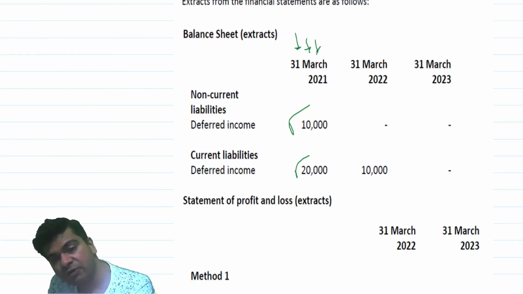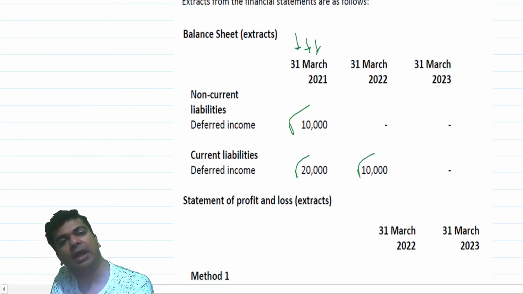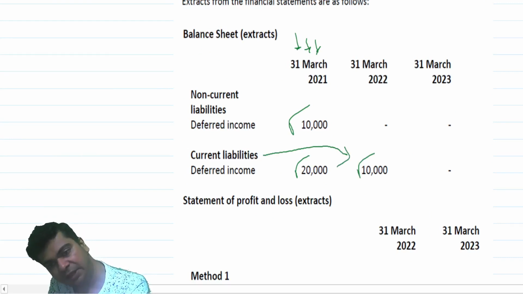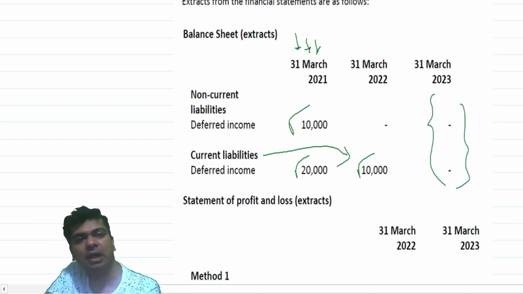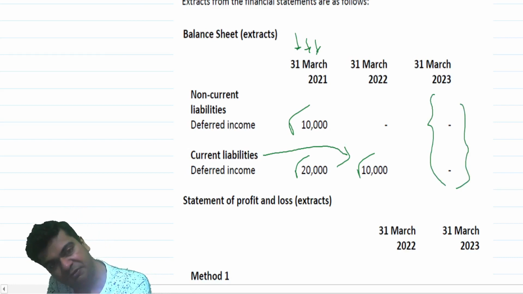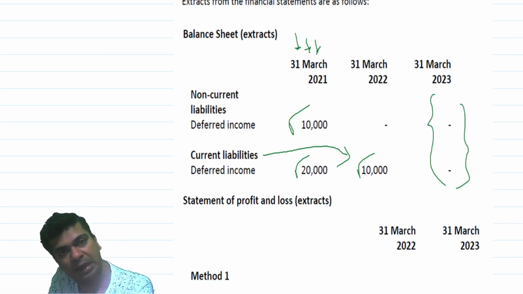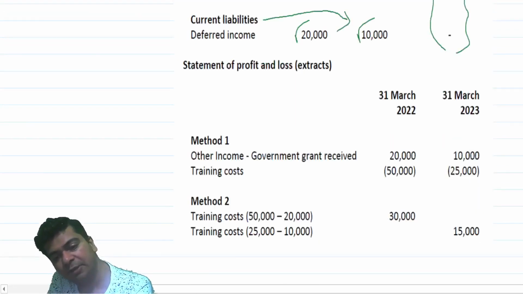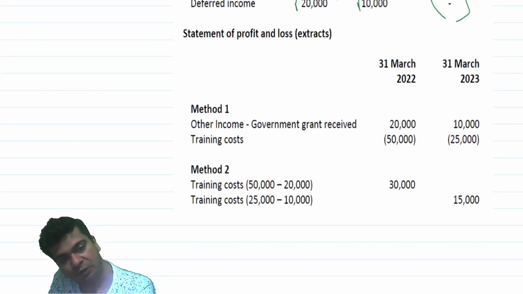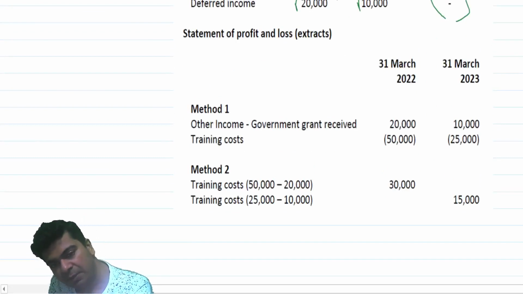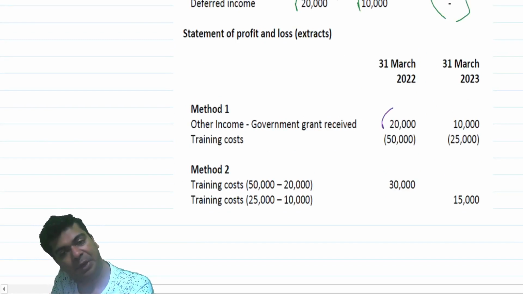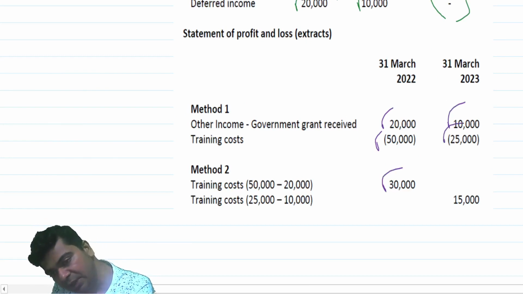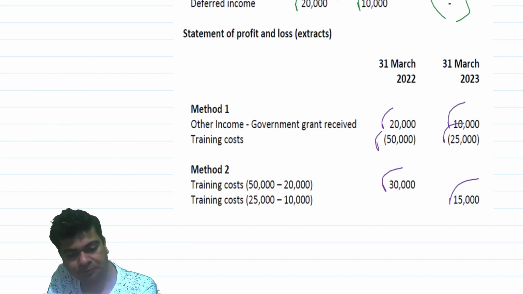Then this 10,000 will reverse in the next year. That's the reason 10,000 will now become a current liability. You can see we are now showing it under the head of current liability. And by the time you reach 31st March 2023, entire 30,000 has got recognized in the P&L. No balance of deferred income is left. So I am not showing anything in the balance sheet on 31st March 2023. If you check the extract of the P&L, method 1 or approach 1: credit 20,000 separately, debit 50,000 separately, credit 10,000 separately, debit 25,000 separately, or debit the net expense, right?